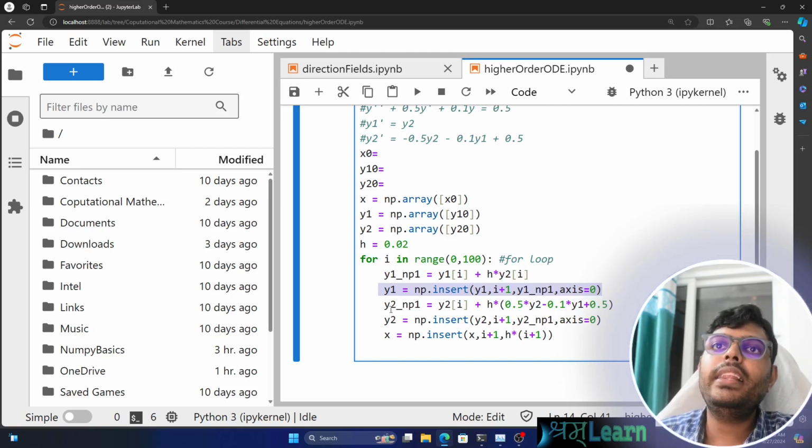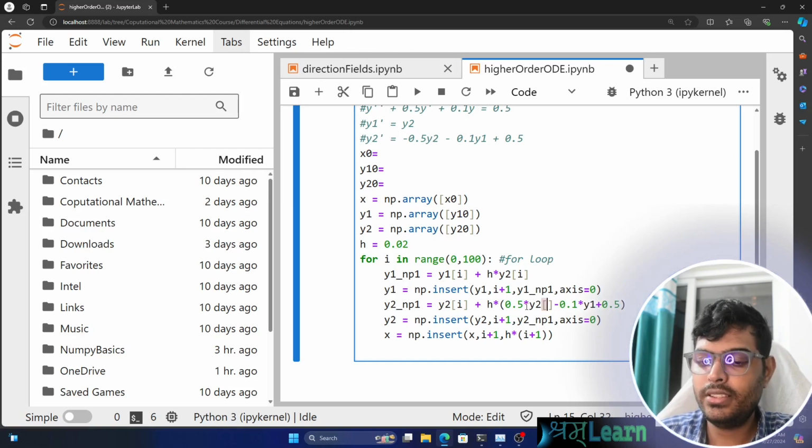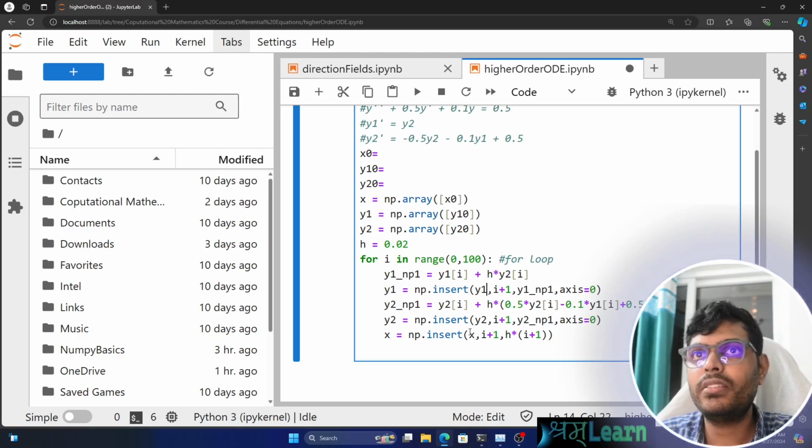Great. And then y2 depends on y2 at that instant. So I have written y2 here, that's wrong. So this is y2i and this is y1i, and here it's right. Fine. So that was wrong. So y2 array's ith element, and this is y2 array's I plus 1th element.